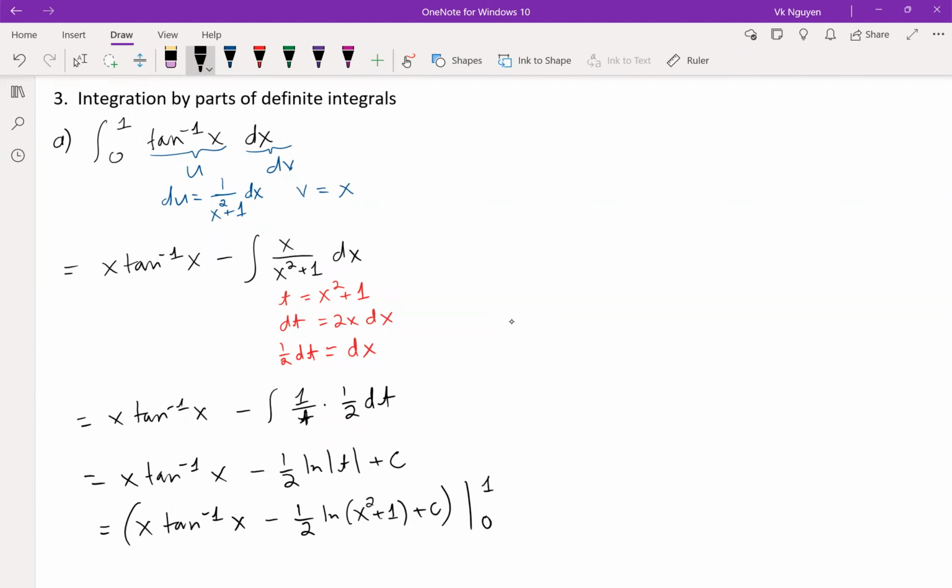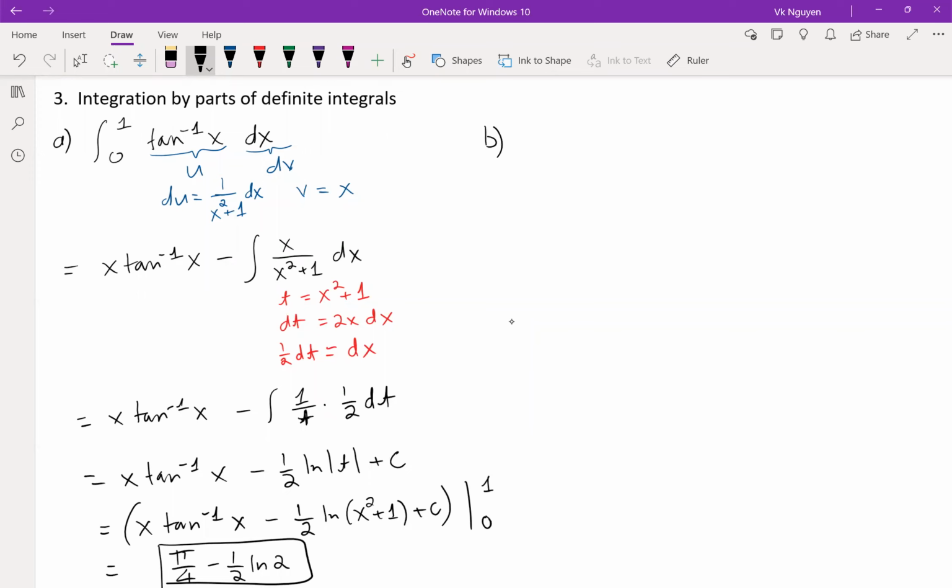The reason why I do the evaluation last is because we'll only have to evaluate this one time. Doing the substitution, we have 1 times arctangent of 1, which is pi over 4, minus 1 over 2 ln 2. And when we sub in 0, we just get 0. So that is it. Pretty cool. Here comes another example.